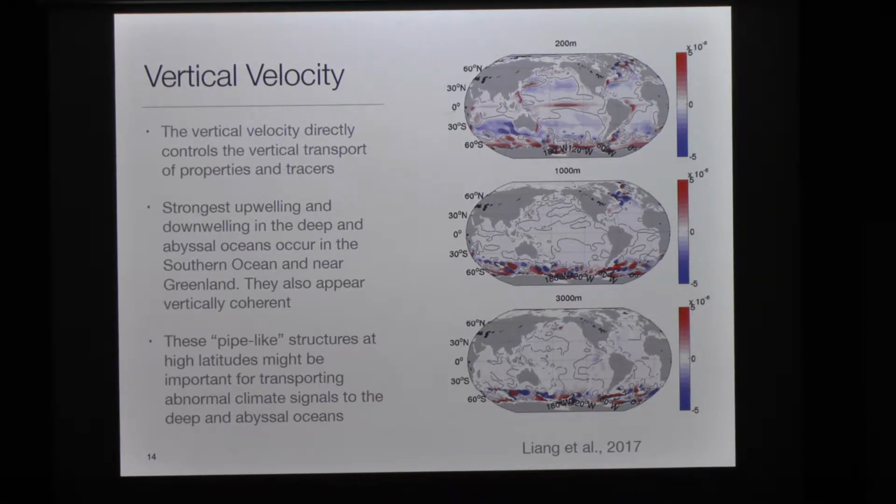So in that case, these structures will act more like an elevator. Okay, they can transport. You get up, you get some material or signals. Then when you move down, you just push that to the deep ocean. It plays a very important role for the vertical transport of properties and material in a non-steady state. I think this pipe-like structure at high latitude is very important for transporting those abnormal climate signals or material to the deep ocean or to the upper ocean. It's very important for the vertical exchange in non-steady states.